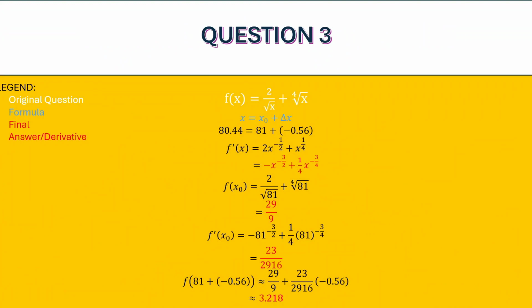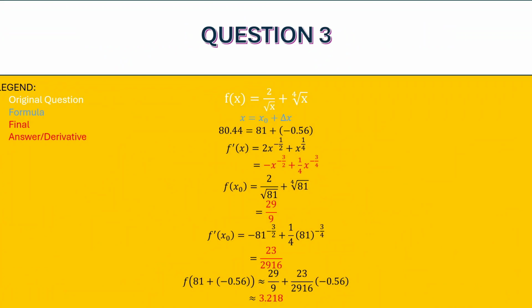So we started by writing down f(x) equals 2 over square root of x plus the fourth root of x. And then we write down x equals x naught plus delta x. So we know that x equals 80.44. So we put x naught equals 81 because it's the closest to 80.44, and then delta x we put as negative 0.44.